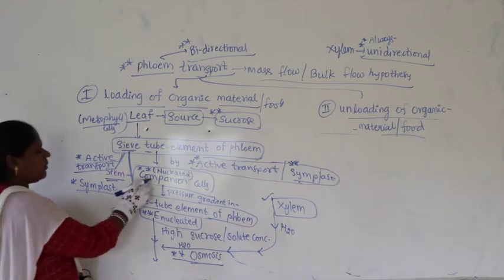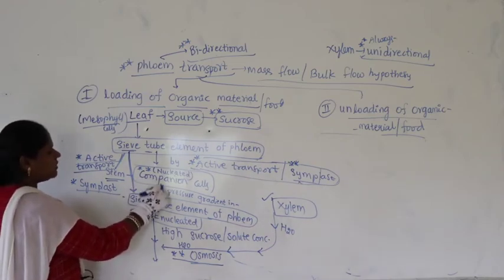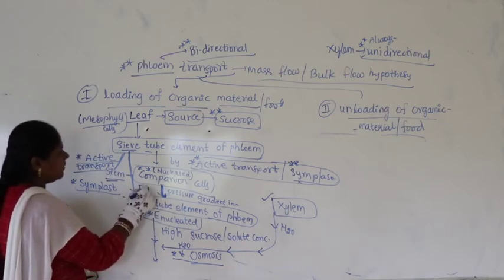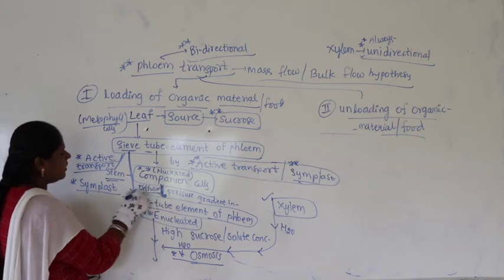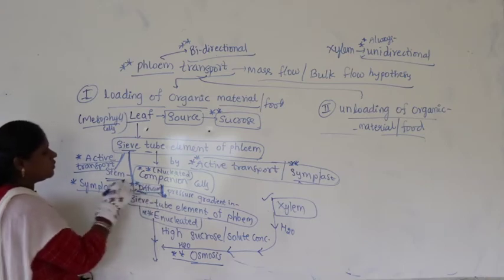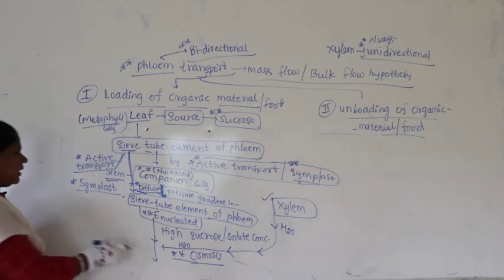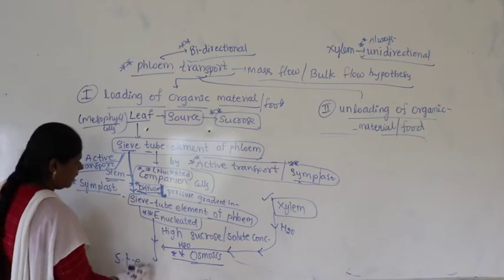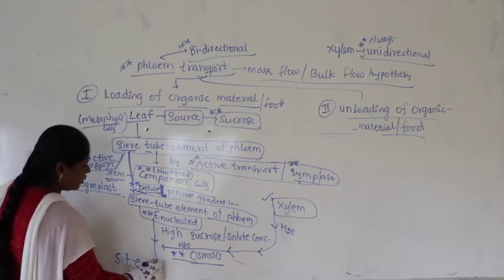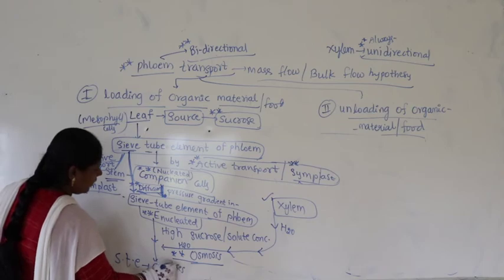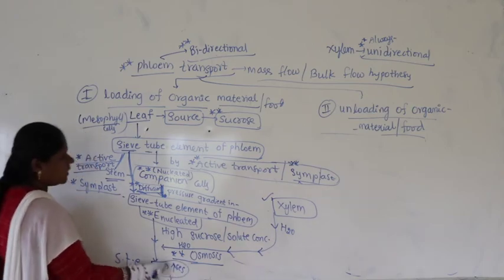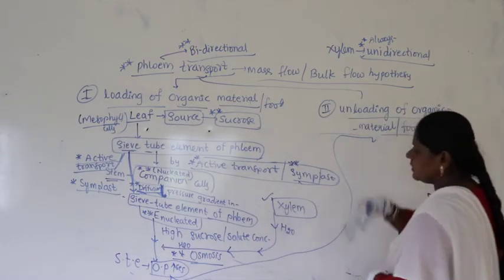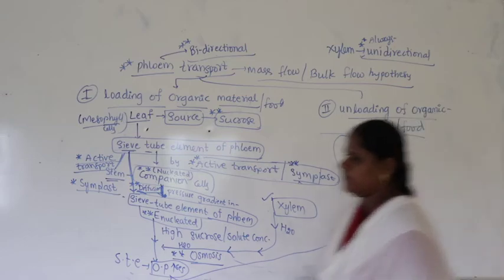Similarly, if you look at the companion cells, the food enters into the sieve tube element by what process here? Diffusion. Very, very important. This occurs by diffusion. Make sure that you write diffusion. Now, within the sieve tube element, turgor pressure increases, osmotic pressure increases. When osmotic pressure increases, let us continue writing. I am writing here. Let us take unloading of organic material.